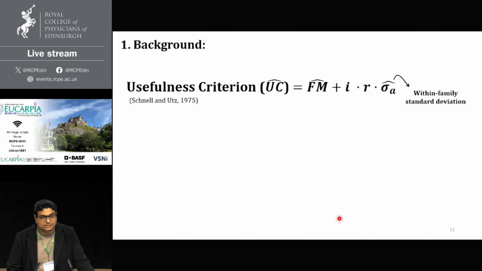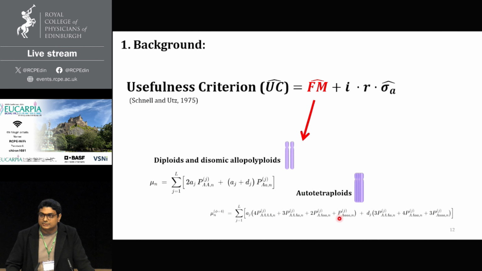Which takes us to the concept of usefulness criterion, which is the linear combination of family mean and within family standard deviation. It also takes into account within family selection accuracy and intensity. So we estimate the family mean using different equations.